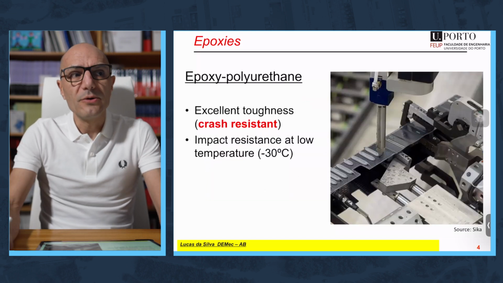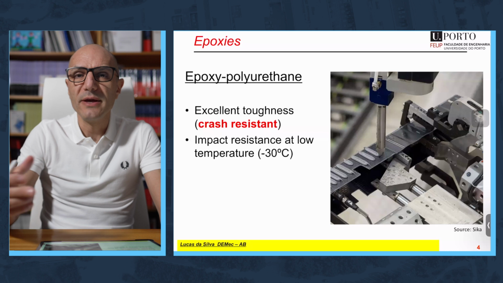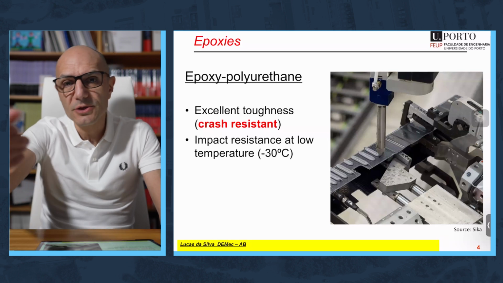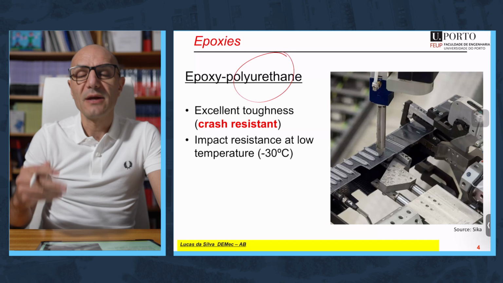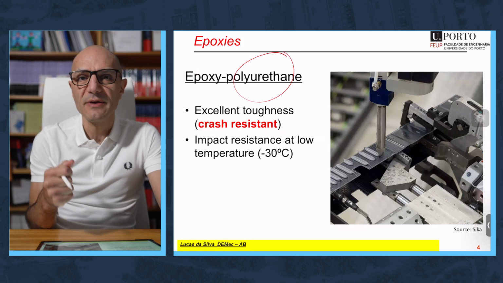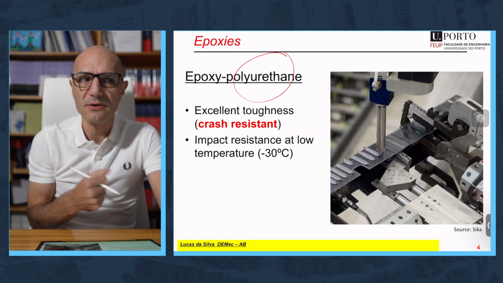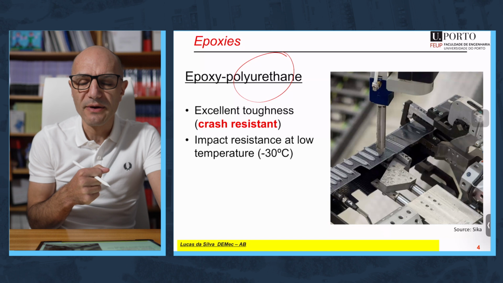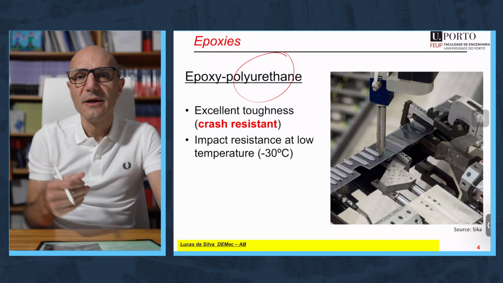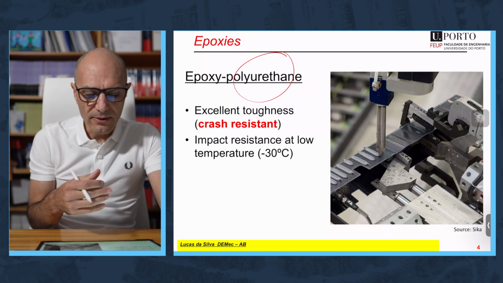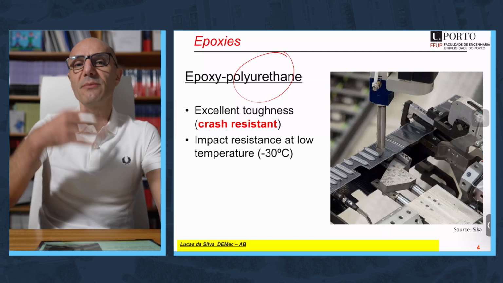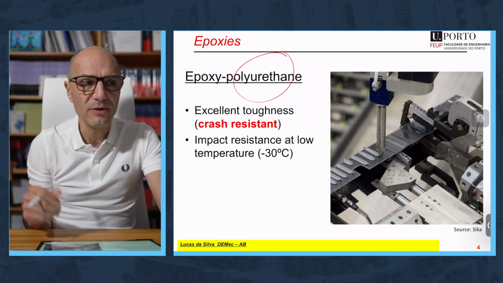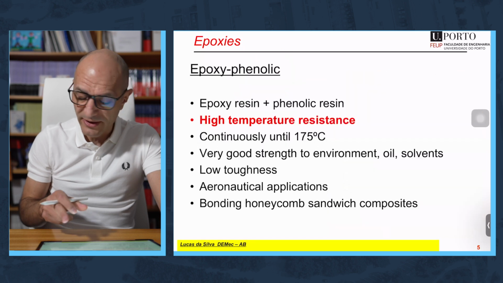Then the epoxies can be formulated with other polymers in addition to the rubber particles. They can be modified with polyurethane, and then we have a very, very tough adhesive. A typical application of this adhesive family is in cars for crash-resistant situations. They would be strong, and at the same time they would have a high ductility, which makes them very, very tough.